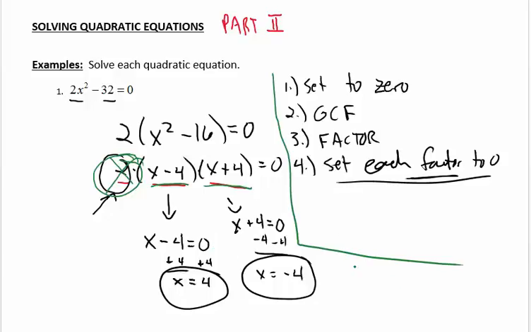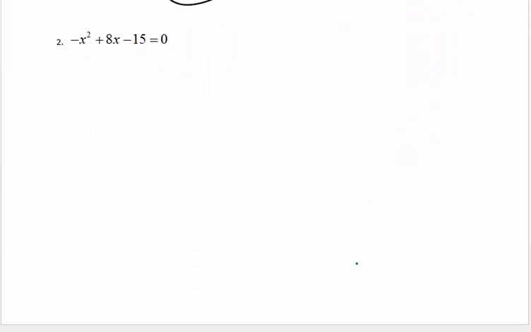Alright, let's work that process for the remaining examples I have here. Number 2, set to 0 and solve. Something we see in this one, we don't like that first term to be negative, right? Because I have to factor, and I don't like factoring if the first term's negative. So I can do an easy algebraic trick to make that first term positive.